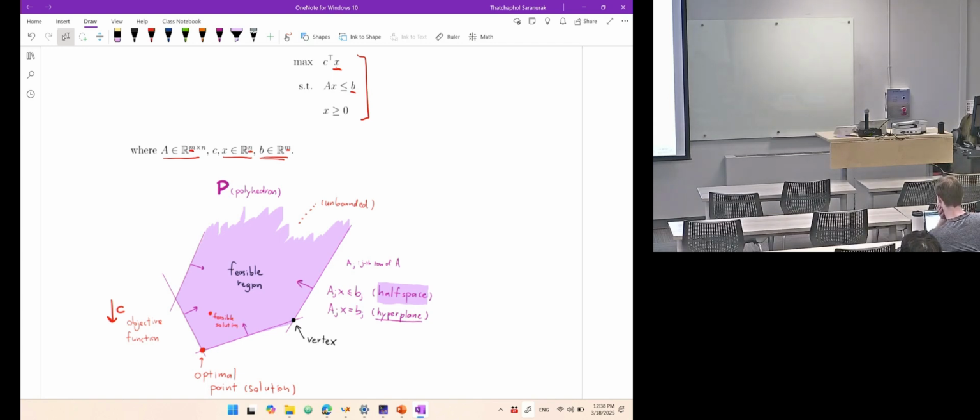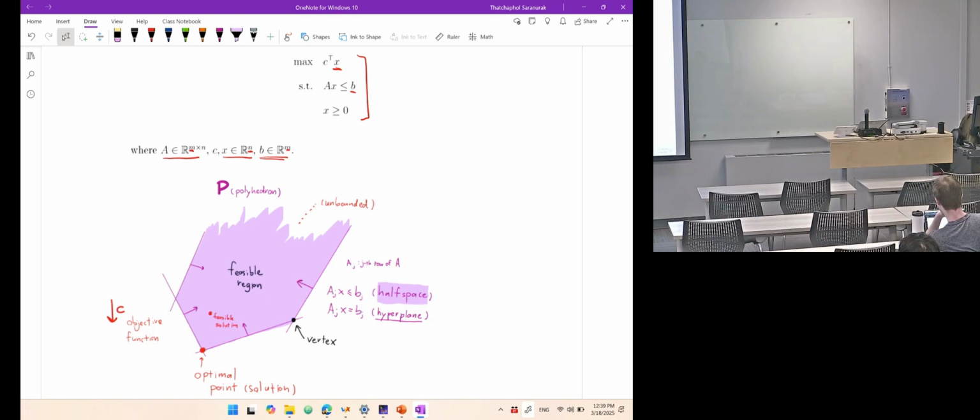And there is a name for the intersection of half spaces. It's called a polyhedron. That's just a name. So this intersection of half spaces is what we call the feasible region. And there's something called a vertex, which I will not define mathematically, but from the picture, it's the corner of this intersection.